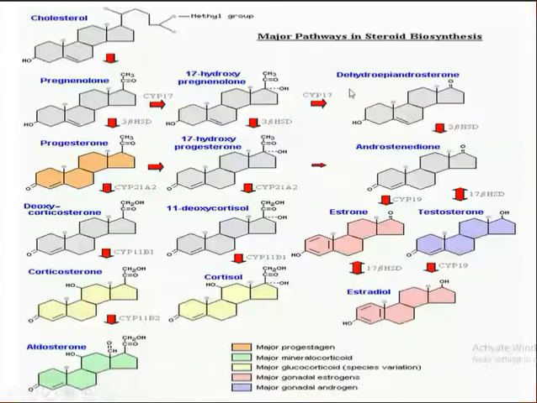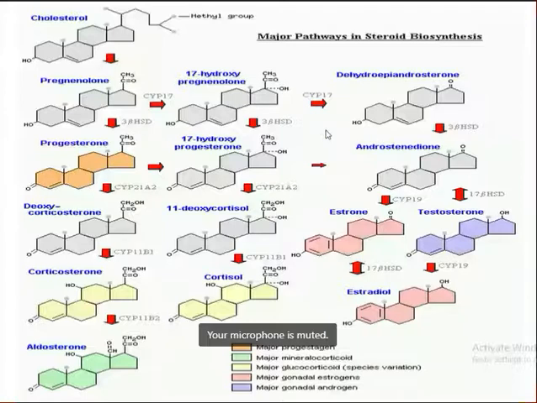So from this 17 hydroxypregnenolone, we synthesize dehydroepiandrosterone. Okay, this is the structure. Then this dehydroepiandrosterone is converted into androstenedione. So it can come vertically as well as horizontally by this pathway.